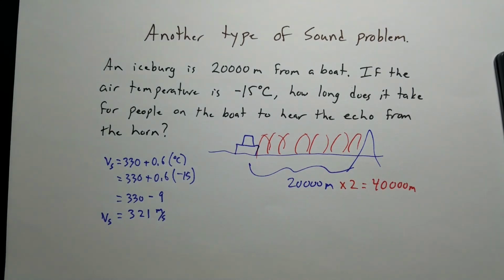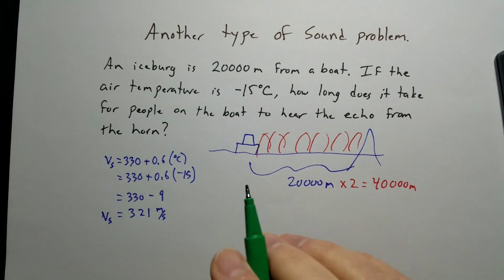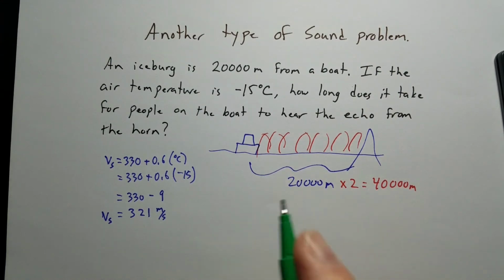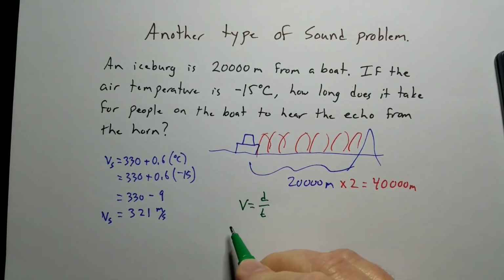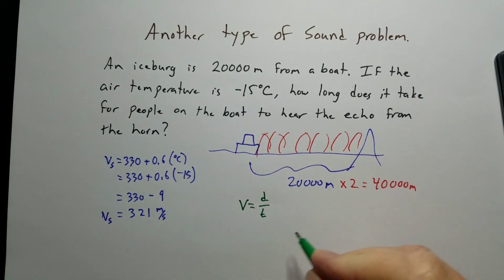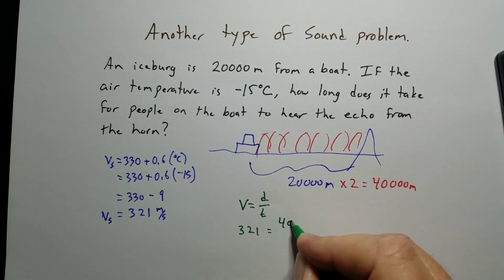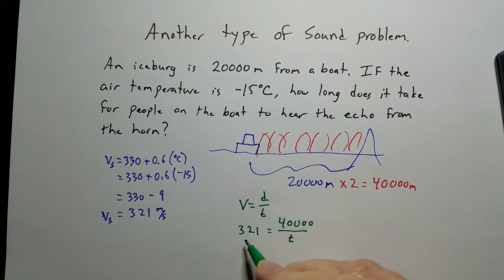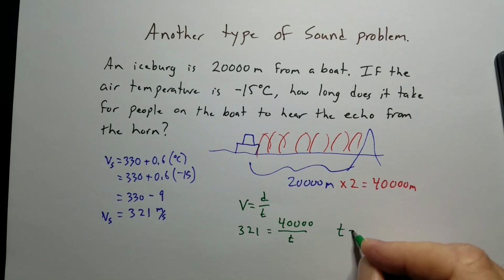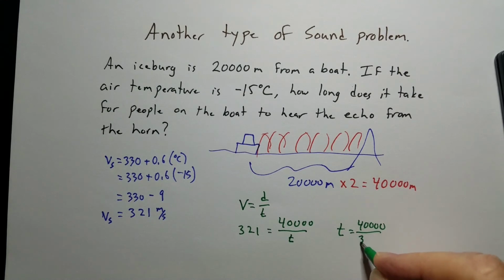And in this case, we're not going to be able to use the wave equation because we're not looking for a frequency or wavelength. We're actually looking for a time, which is different. So we're going to go all the way back and use this equation. Velocity equals distance divided by time. Velocity was 321. Distance is 40,000 meters. And we got to figure out time. Again, supersecret metric. Time comes out. And the 321 takes its place.